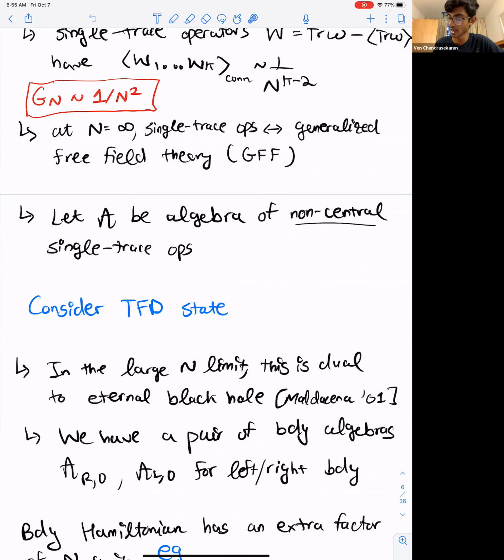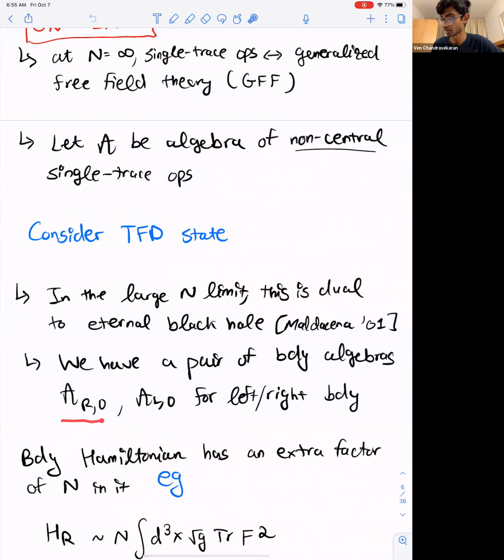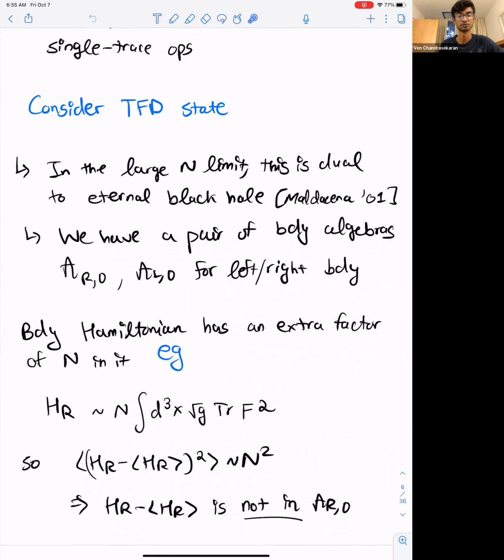So we have a pair of these single trace operator algebras associated to each boundary. I'll label those A_R,0 and A_L,0, where the comma 0 notation will become evident later, why I'm attaching this extra label to it. So we have the single trace operator algebra for the right and the single trace operator algebra for the left. Now, an important question is, what is the role of the Hamiltonian in this algebra?